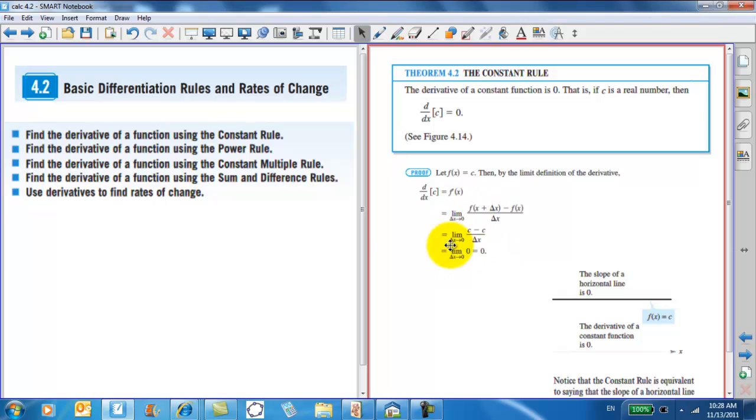Here's a little proof. Notice a little tricky thing in the proof here. The limit as delta x goes to 0 of c minus c over delta x. It looks like you have 0 over 0 here. But actually c minus c is 0 and delta x is approaching 0. So whenever you have 0 over a non-zero number, that number is 0.